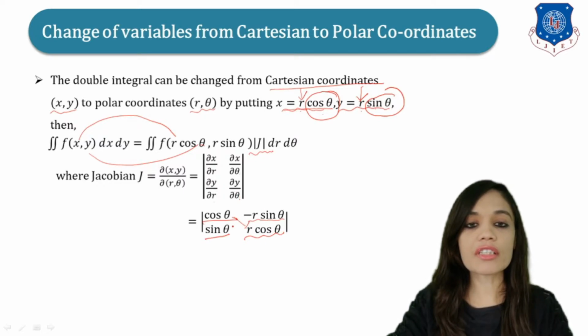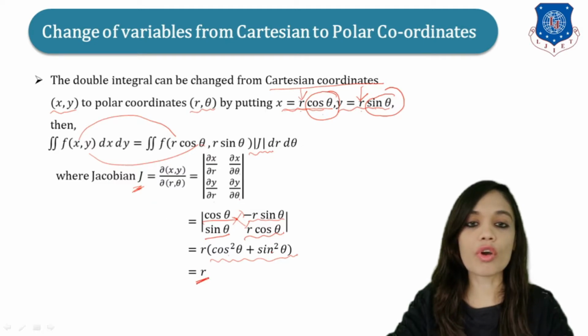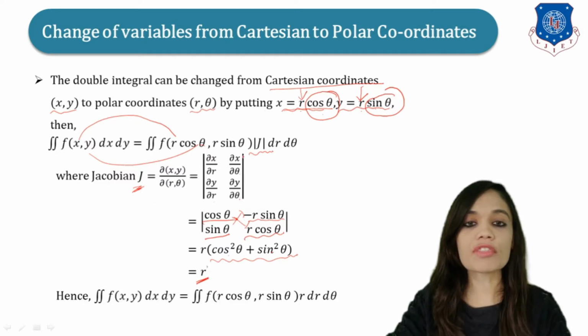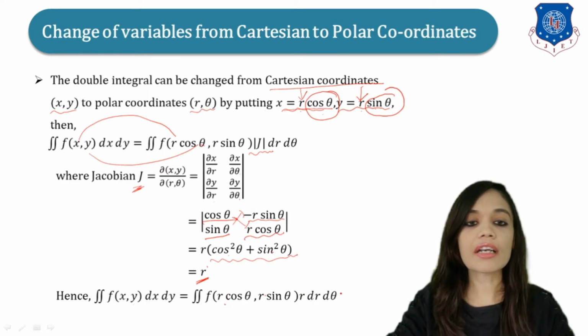Now we have to solve this determinant. So what will be the answer? r times cos square theta plus sin square theta. But we know cos square plus sin square is equal to 1. Therefore, our Jacobian will be equal to r. Now let us put this value of J in this. So finally our double integral of f of x, y dx dy will be equal to the double integral of f of r cos theta, r sin theta, r dr d theta.